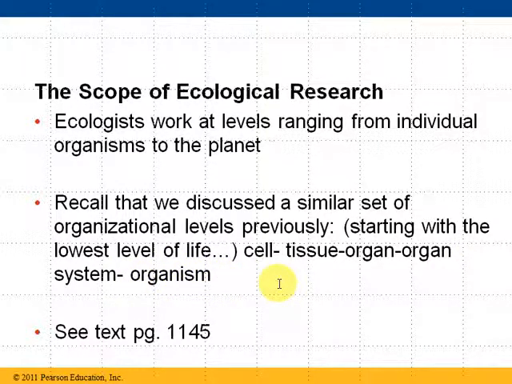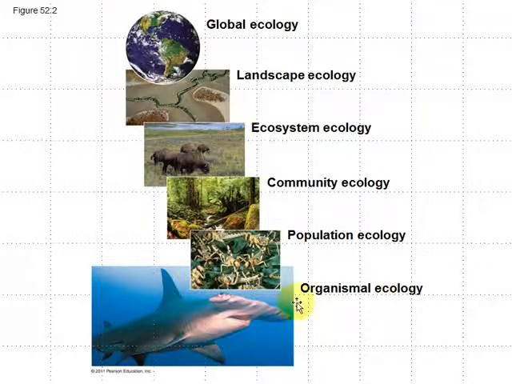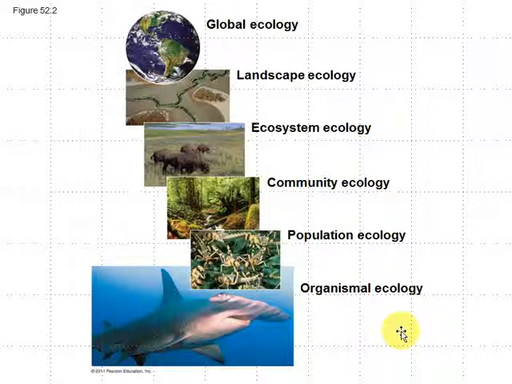If you look at text page 1145, it does a good job of showing a picture as well as describing these different levels of the hierarchy of ecology. We would start with a single creature and work our way up to the entire planet. We could look at an organism, organismal ecology, a population, a community, an ecosystem, an entire landscape, or the entire globe. What we're going to do is start at the top. What is the largest level that we could look at? Then we'll work our way down to the single individual creature.